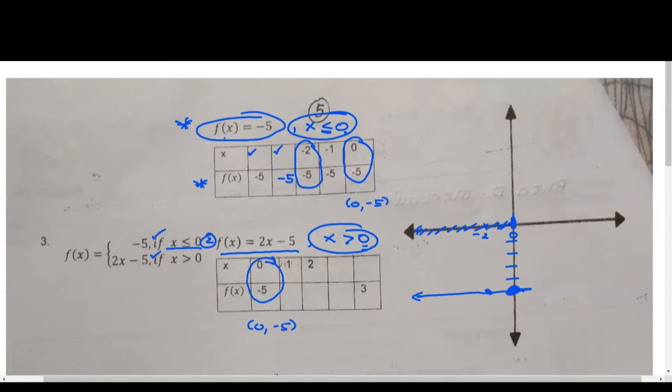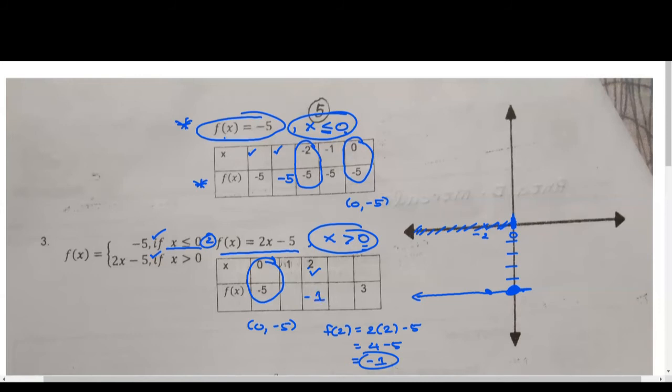O, kuha pa tayo ng isang point. Okay? So, kunyari, o sige, 2. Gusto nyo ba to? O, when x is 2, what is f of x? Okay? So, dito natin gawin. F of 2. So, you will get 2 times 2 minus 5. Okay? So, you will get 4 minus 5. What is 4 minus 5? -1.